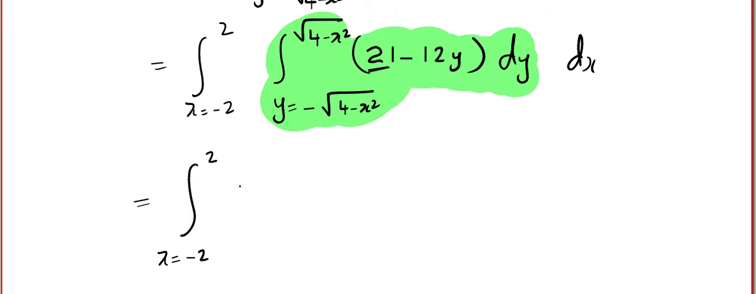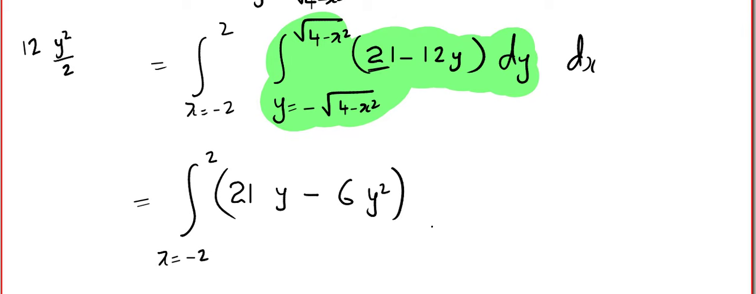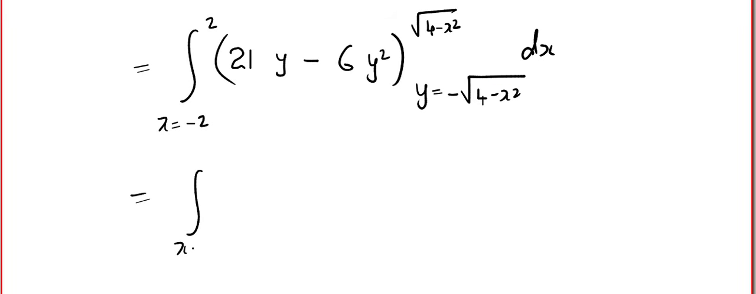So 21 integrated with respect to y will be 21y minus 12 into y. 12 into y will give you 12 into y squared divided by 2, because y means y power 1, so y power 1 plus 1 by 1 plus 1. So that gives me 6y squared, within the limits y is equal to minus root under 4 minus x square to root under 4 minus x squared, dx. Now time to plug in minus 2 to 2, 21.